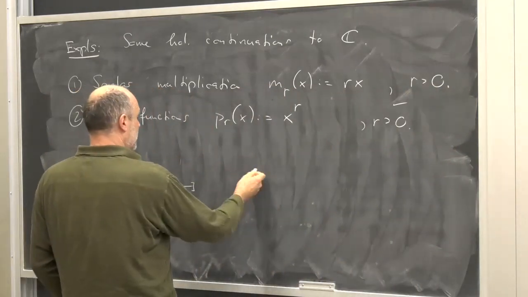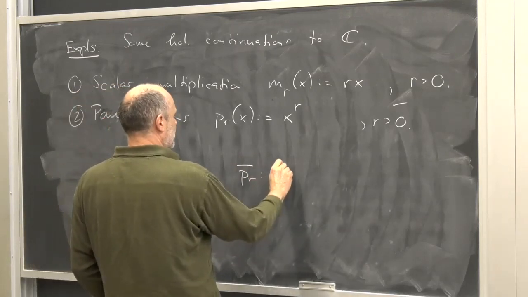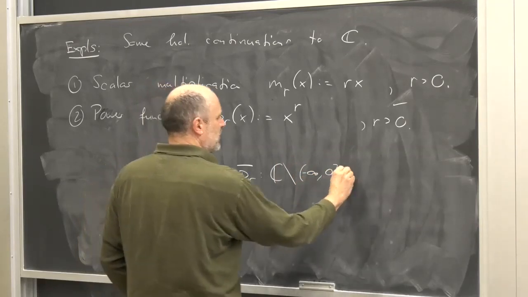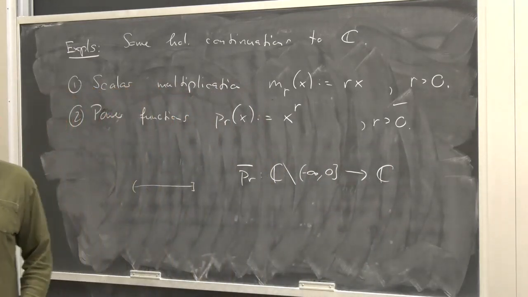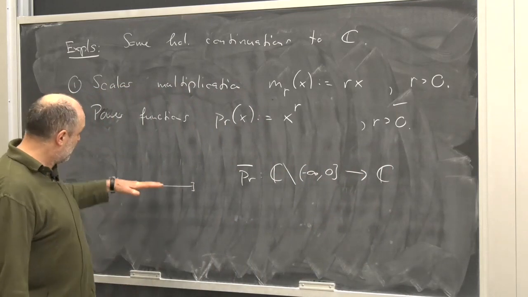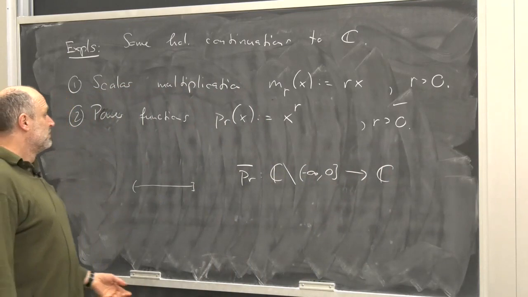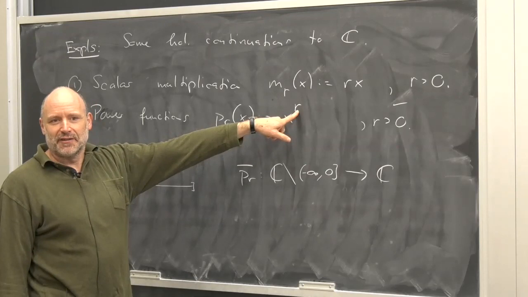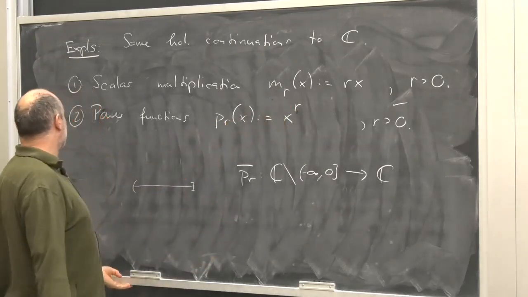Okay, so those extensions I'm going to call P_R bar, on C minus the negative real axis. So they do extend this way using the principal branch of the logarithm. But there's a problem, right? It becomes multi-branched when you cross that line. For natural numbers, it's not a problem.